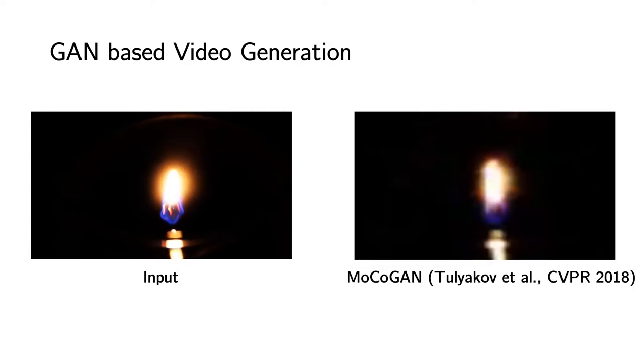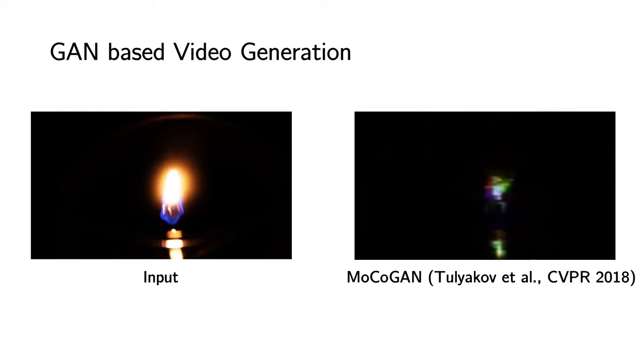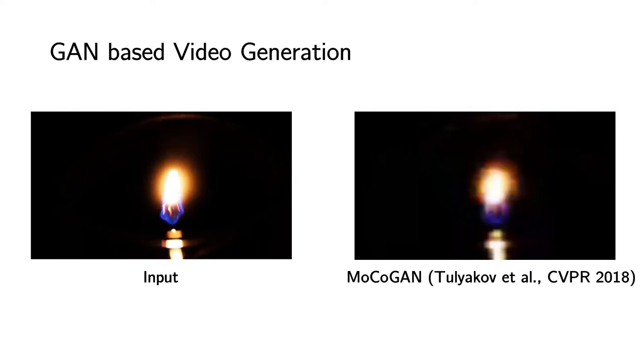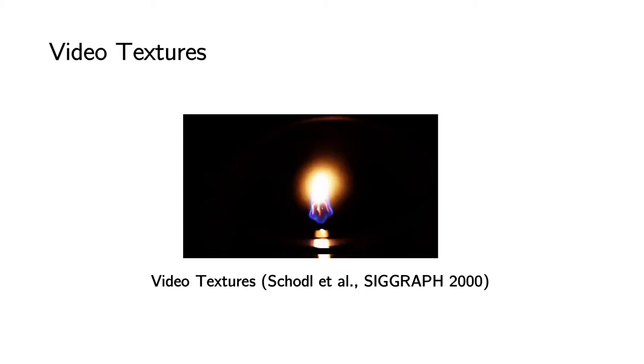Here is the output synthesized by MocoGAN. The synthesized output video is blurry and contains artifacts. On the other hand, here is the result using video textures, a non-parametric texture synthesis method from 2 decades ago.